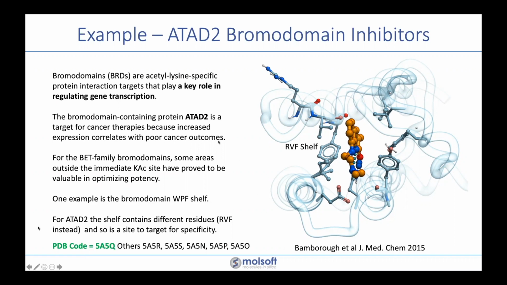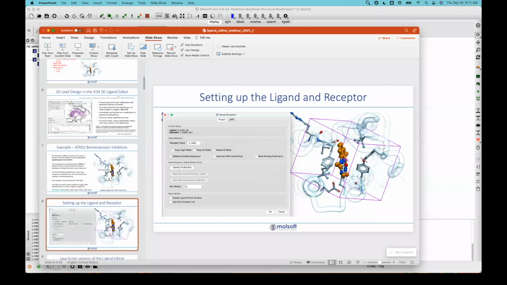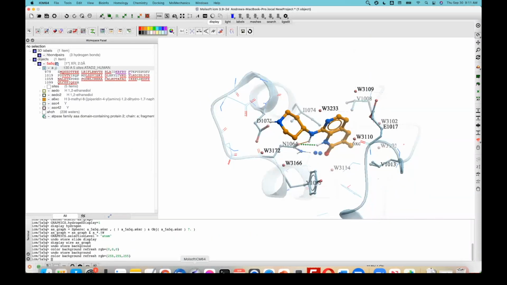Okay. So our first step is obviously to read in the PDB file and then set up the ligand and receptor. So I'm going to go to ICM now. If you have ICM on your machine, you should see an icon like this, which you can just click on and it will load up ICM.